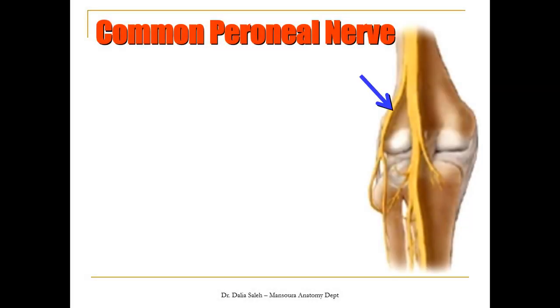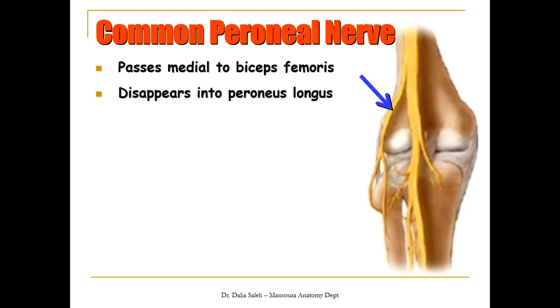The common peroneal nerve is the smaller of the two divisions of the sciatic nerve. It passes medial to the biceps femoris, so it has an oblique course. It enters the popliteal fossa through its upper angle and leaves it through its lateral angle, and disappears into the peroneus longus muscle. This muscle you're going to also study in the leg. It lies on the neck of the fibula, and this is a dangerous course for the common peroneal nerve since it can be crushed against this bone, leading to inability to dorsiflex the foot and foot drop.